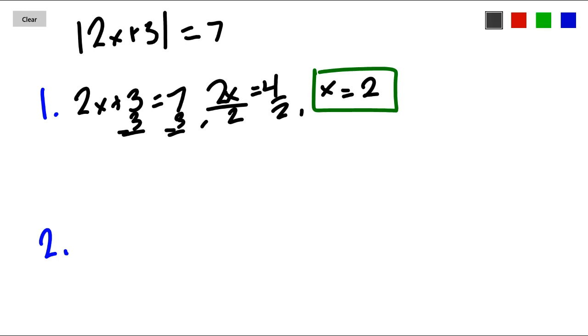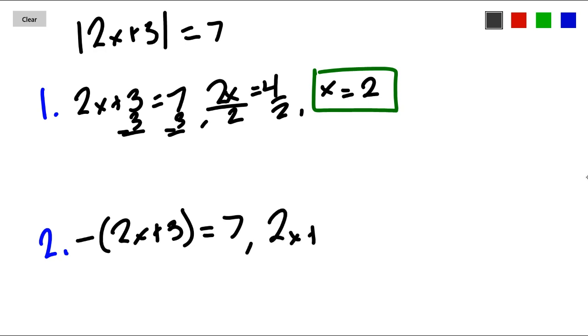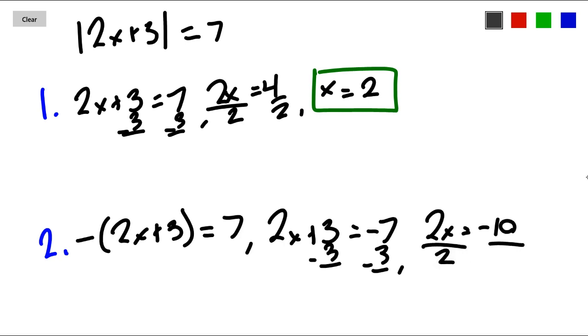Then, for the second equation, in the event that the inside of the absolute value is negative, I have a negative 2x plus 3 is equal to 7. So I divide through by the negative, and I get 2x plus 3 is equal to negative 7. And then I solve accordingly. So I subtract 3 from both sides, and I have 2x is equal to negative 10. And when I divide by 2, I see that x is equal to negative 5.